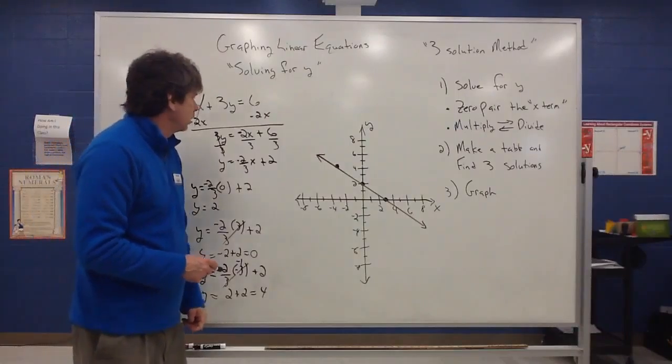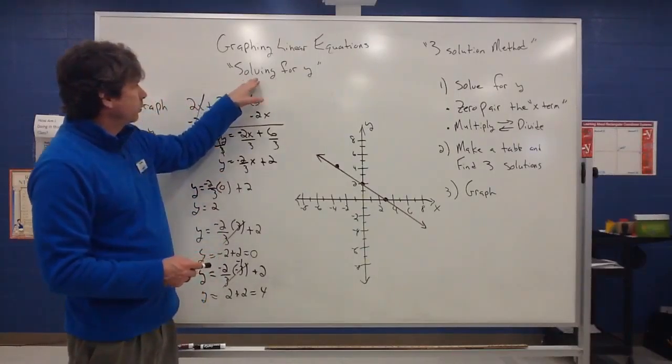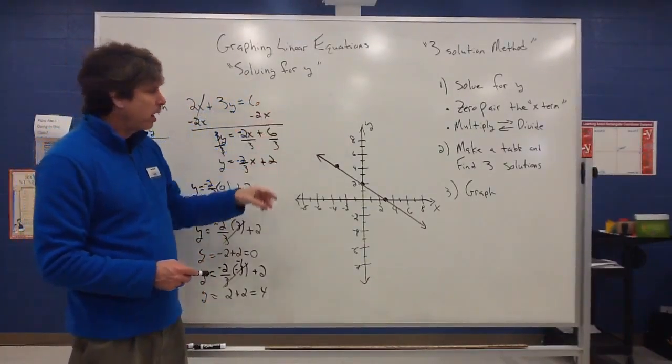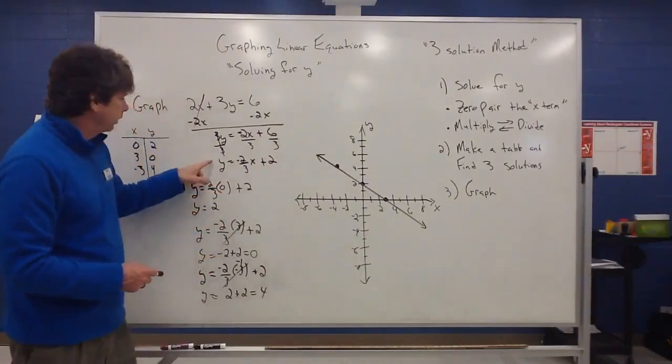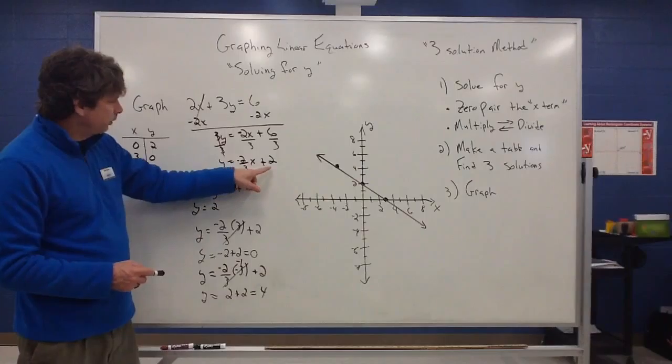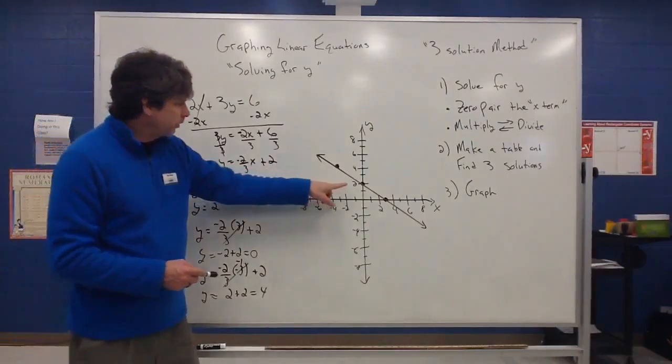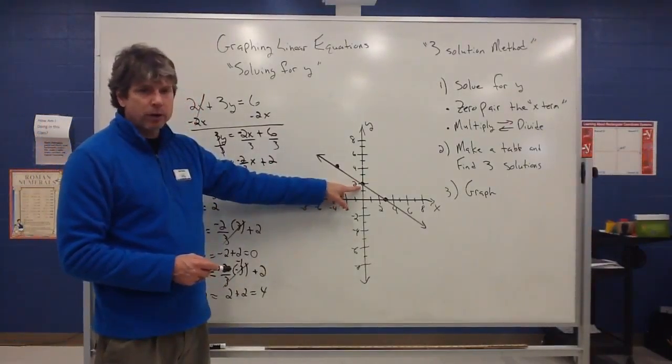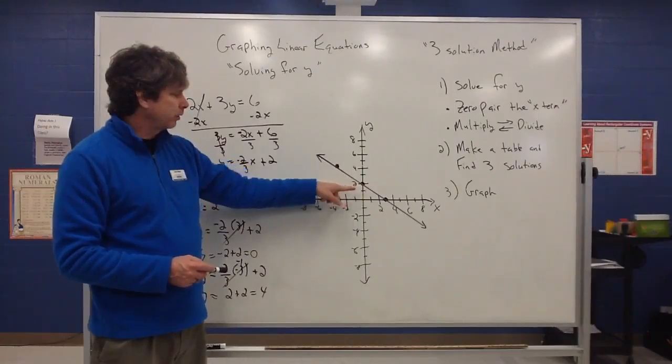Okay? So again, we did a little bit different strategy this time. We actually solved for y by getting y by itself and creating this equation right here. Something to pick up on is, notice this little 2 here. That 2 represents a special point. That's where it's going to cross the y-axis.